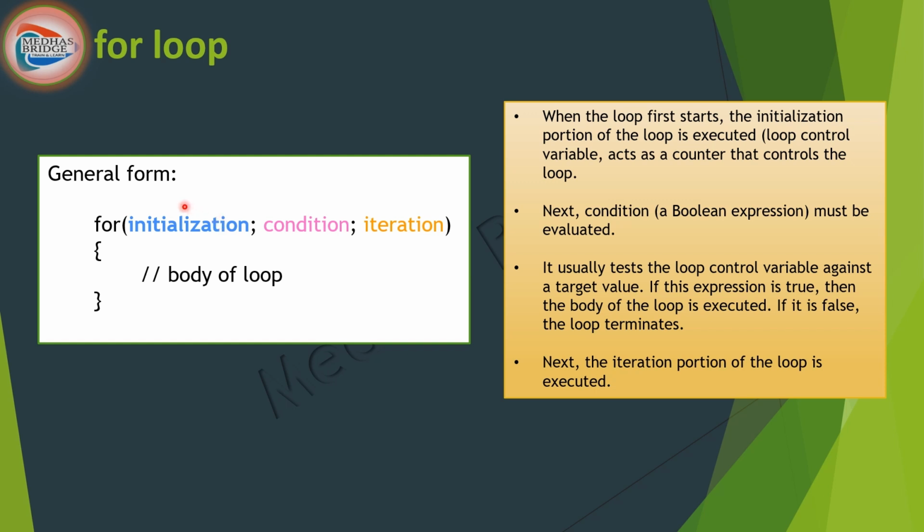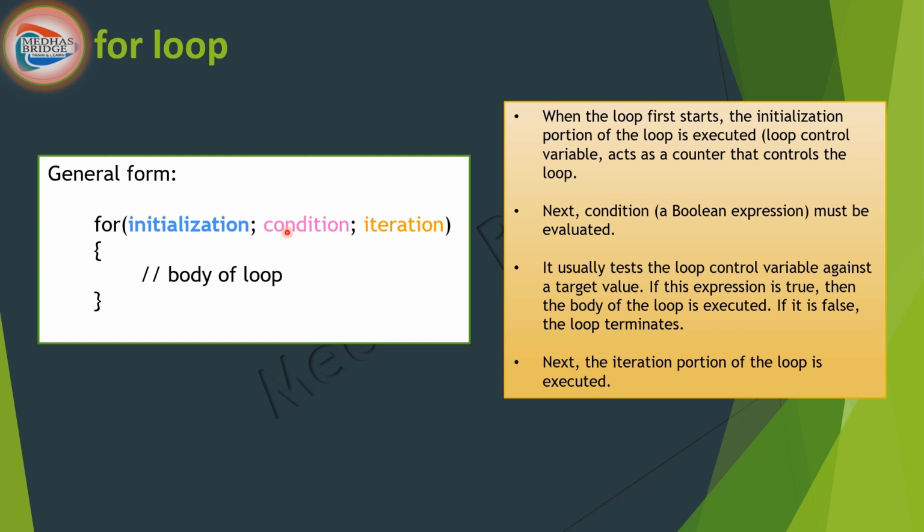When the loop first starts, initialization is the first thing that will be executed. This initialization variable is also known as a loop control variable. It acts like a counter, right? So once initialization is done, the next one is the condition.